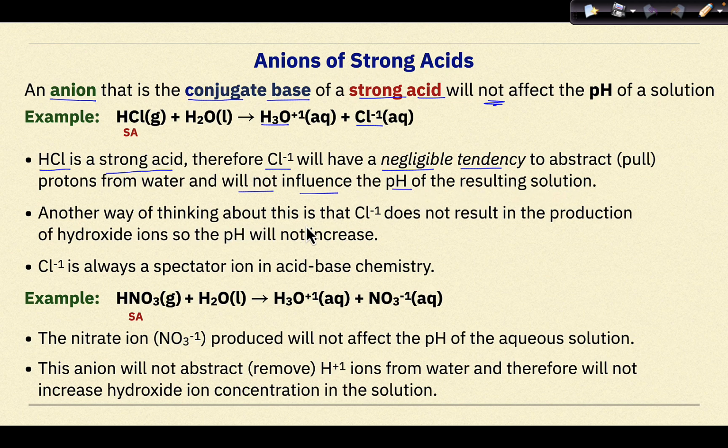Another way of thinking about this is that the chloride ion does not result in the production of hydroxide ions, so the pH will not decrease. Cl-1 is always a spectator ion in acid-base chemistry. Let's look at another example. We have nitric acid reacting with water to form hydronium ions and the nitrate ion. The nitrate ion, NO3-1, produced will not affect the pH of the aqueous solution. This anion will not abstract or remove hydrogen ions from water and therefore will not increase hydroxide ion concentration in the solution.